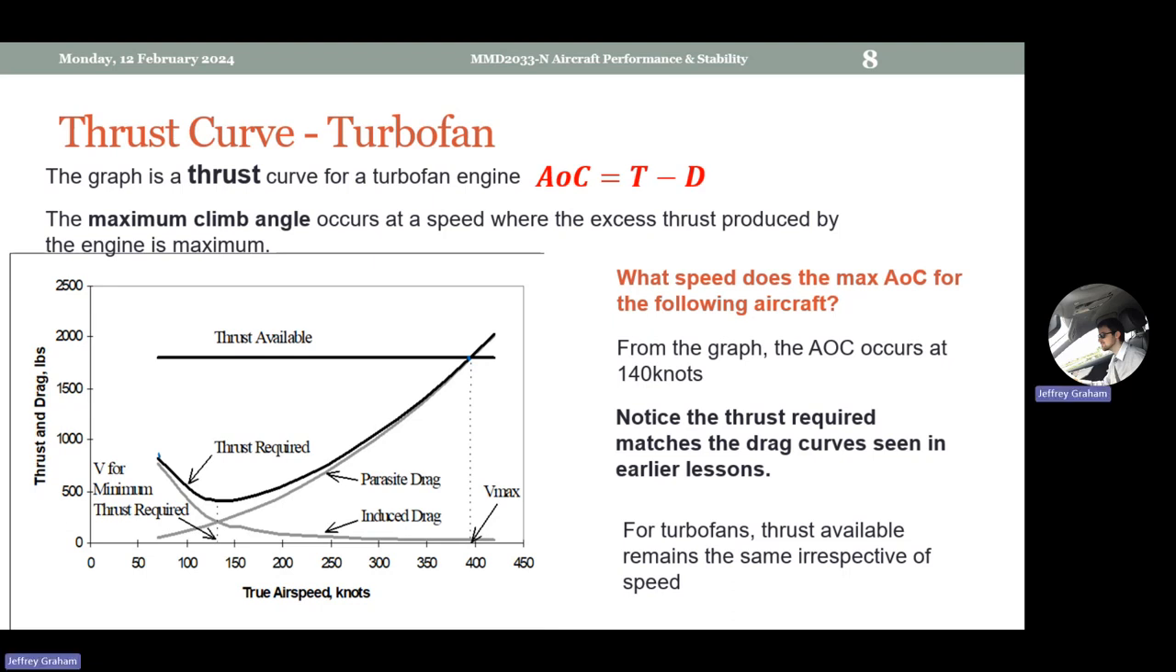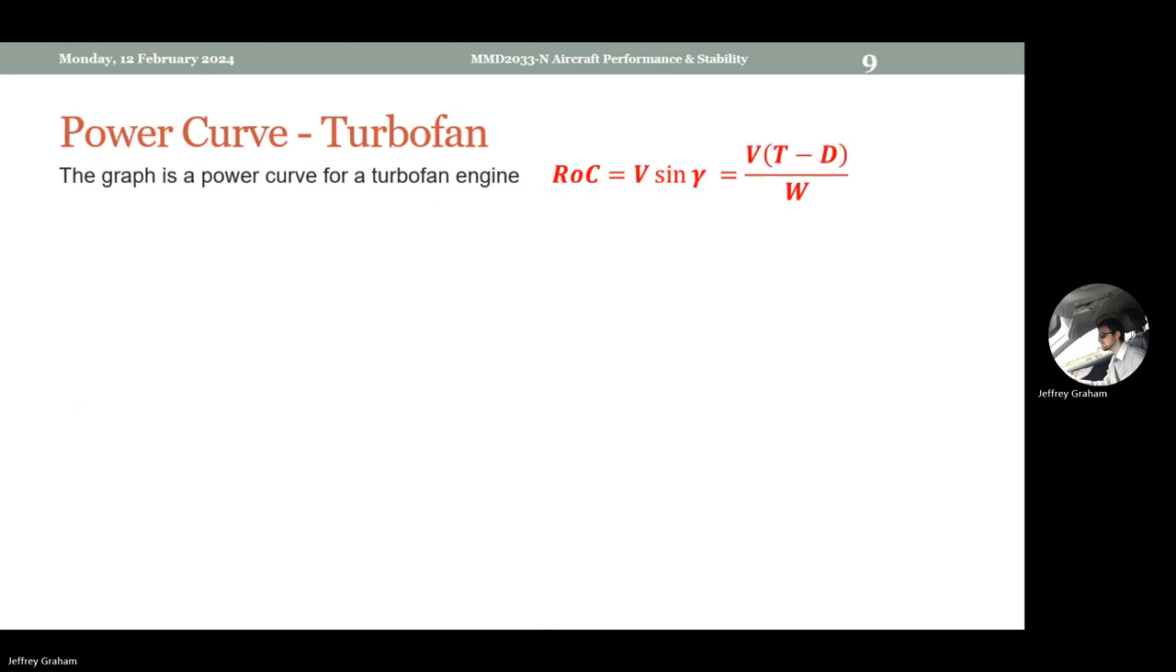And you use the thrust graph to work out the angle. The rate, so how fast we are increasing every second, lies on the power graph. And remember, power is simply force times distance over time, or velocity multiplied by a force such as thrust and drag.